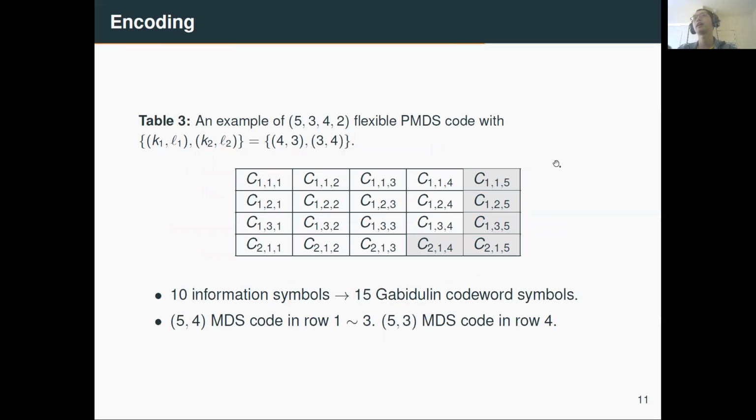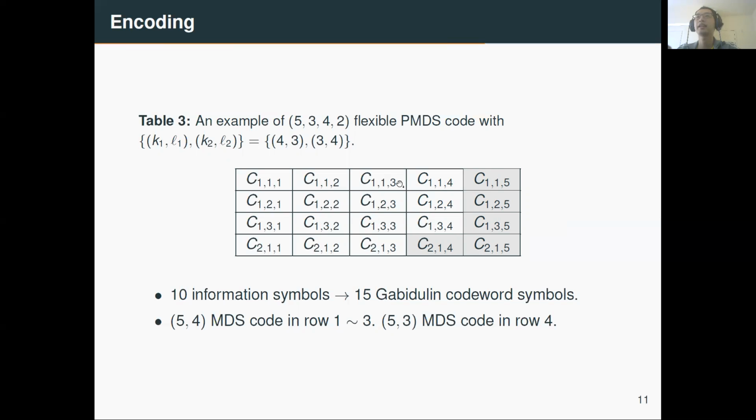Next, I'll give a specific example and explain how it is encoded. So this example with 5 nodes and reconstruction parameter equal to 3 means that we can tolerate at most 2 node failures. And 4 means that each node will have 4 symbols, and 2 is the number of additional symbol failures we can tolerate. So in the first step, we encode the 10 information symbols into 15 Gabidulin code word symbols. In this case, the code word symbols with the white background are the Gabidulin code word symbols, and the code word symbols with the gray background are the parities of the MDS codes.